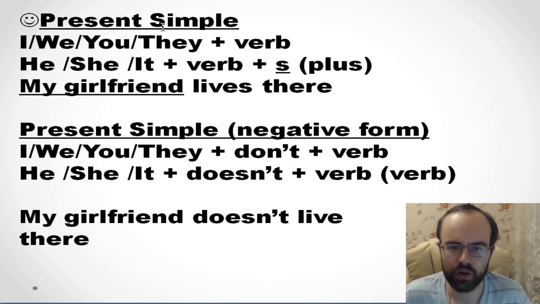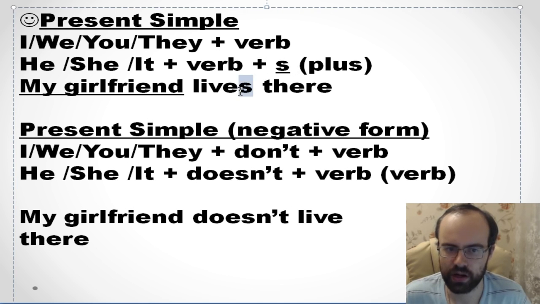Good. So we're going to talk about present simple and some very important rules. So, you know how we form this tense. I, we, you, they plus verb. So if we have he, she, it plus verb plus s. For example, my girlfriend lives there. My girlfriend means she, so we use s. My girlfriend lives there.